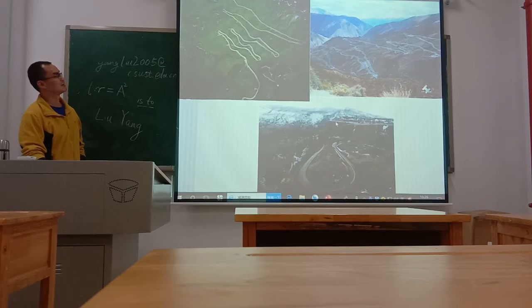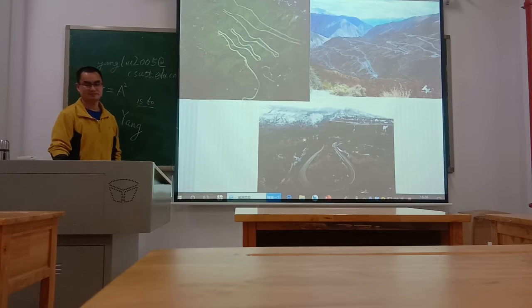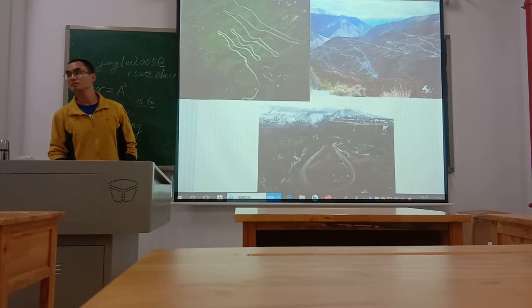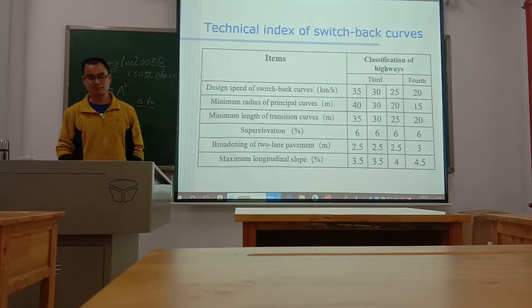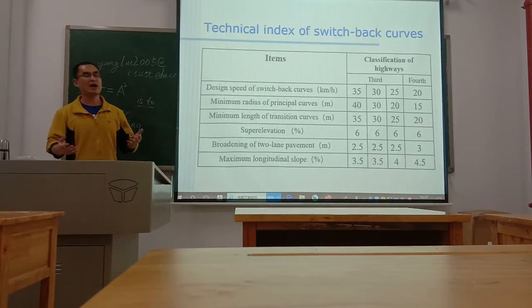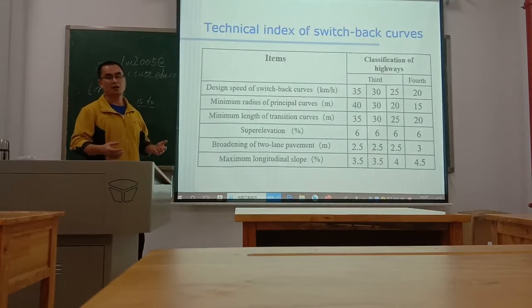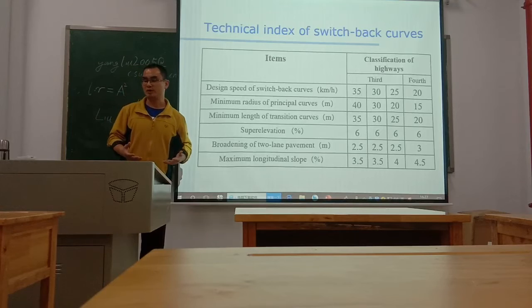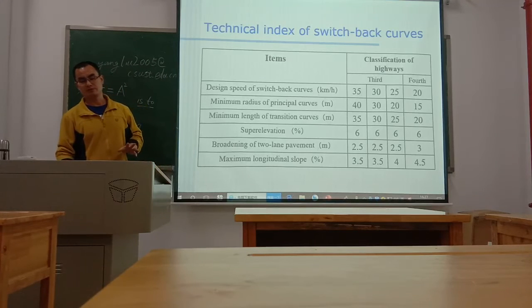Too much. So why can't you make a straight road? It would waste quota. Just build a bridge. The technical index of switchback curve is different from the main road. So this table, you can look at this table.